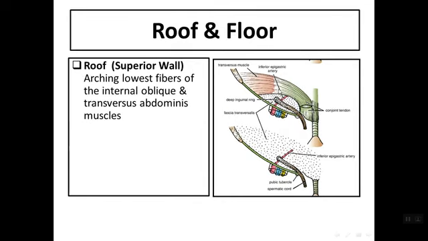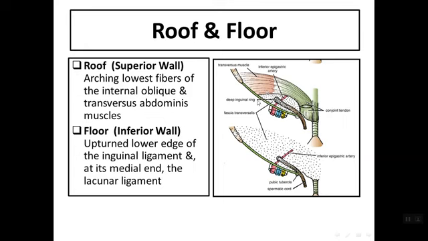The roof and the floor. The roof of this inguinal canal is formed by the arching lowest fibers of the internal oblique and transversus abdominis muscles, arching over the spermatic cord. The floor or the inferior wall is formed by the inguinal ligament, in addition to the lacunar ligament near its medial end.